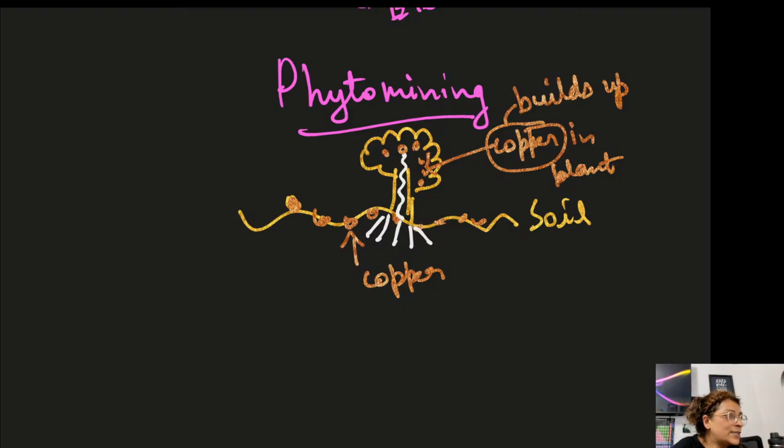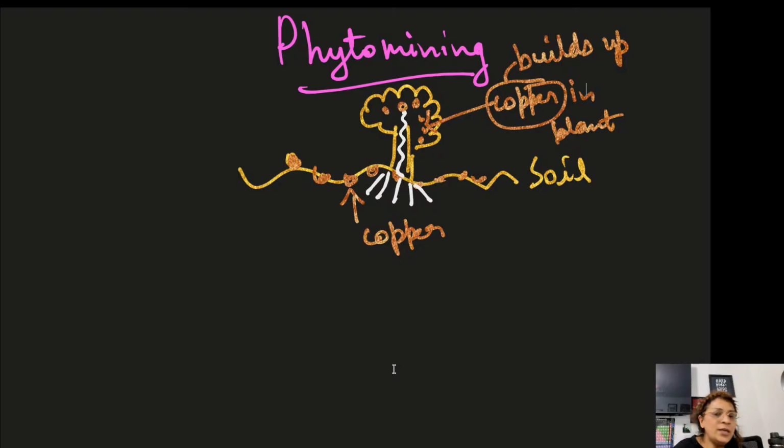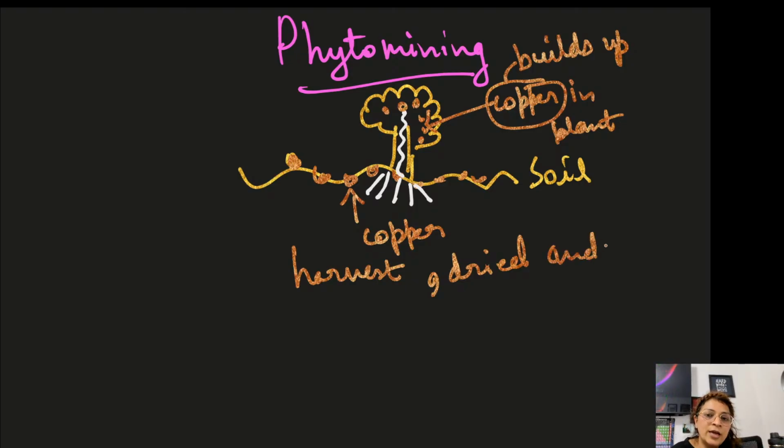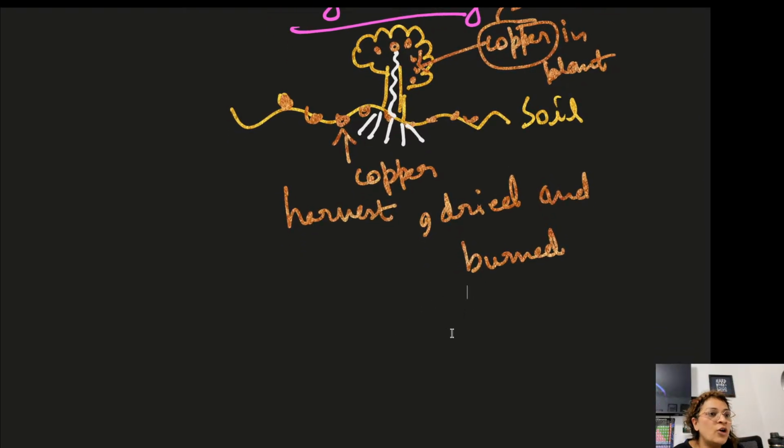Once it has been built up, now what we will do is this. We harvest, we dry. Plants are harvested, means cut down, and then they are dried and burned in a furnace. What will happen with the copper? Type in the chat again. Will the copper also burn, or will copper be there in the furnace?